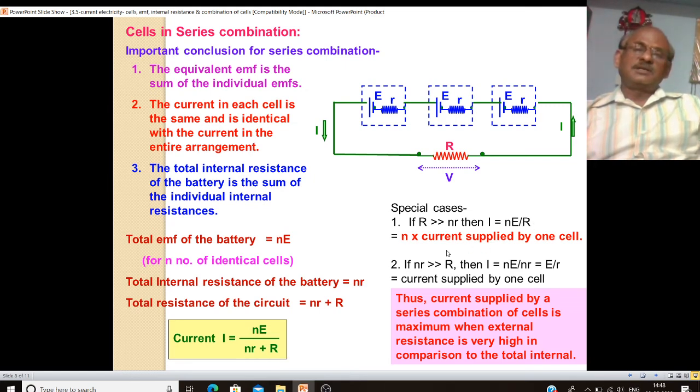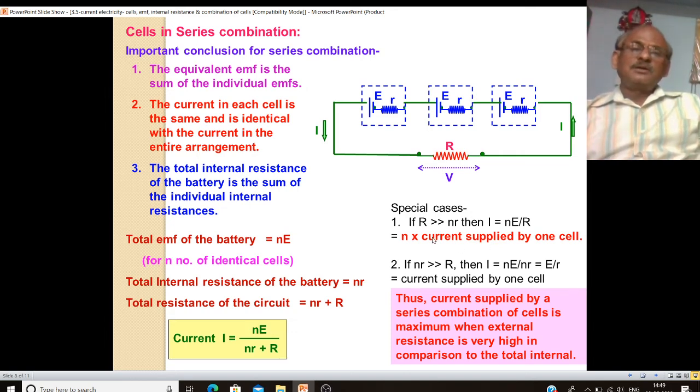So E by R is the current supplied by one cell. So current will be N times the current supplied by one cell. If total internal resistance is much higher than the load resistance, then we have to neglect this load resistance, then I equals E by internal resistance. It is nothing but the current supplied by one cell.